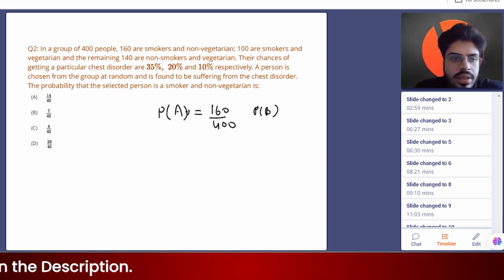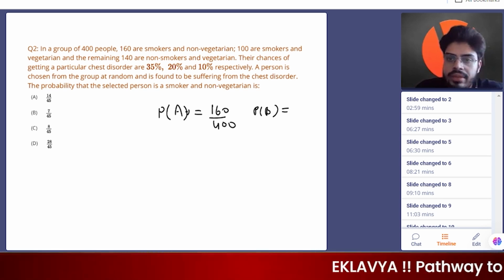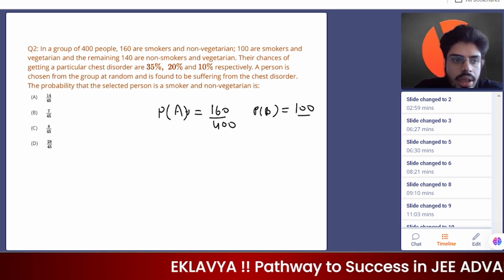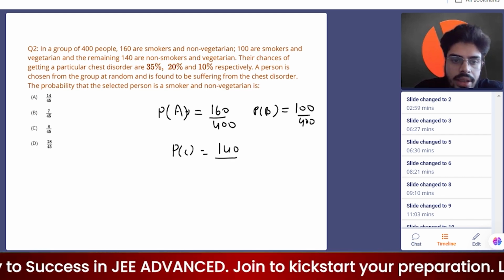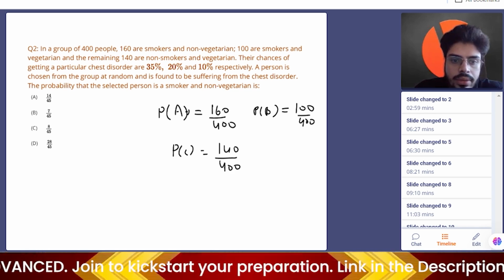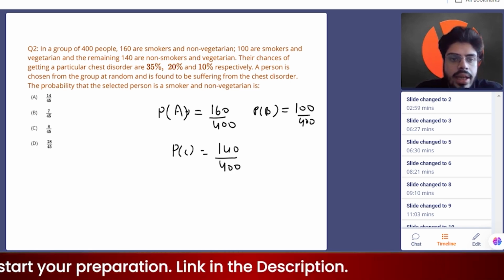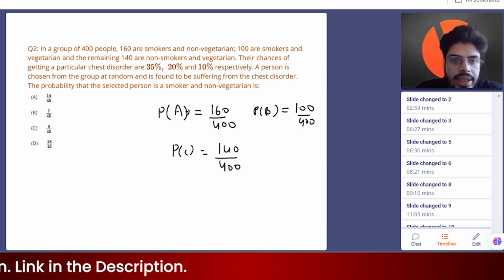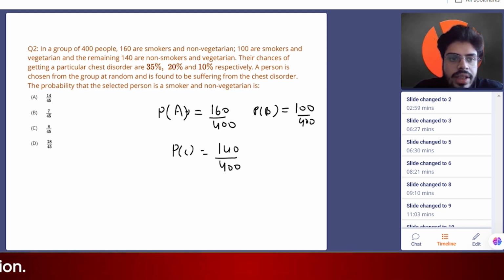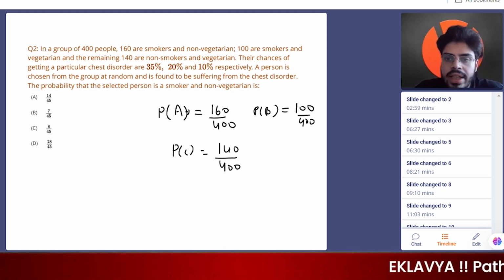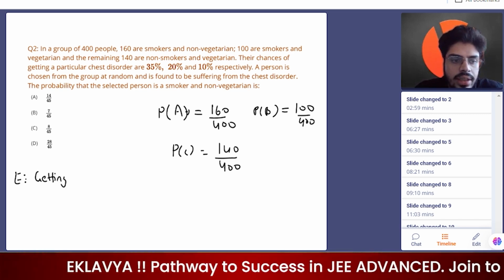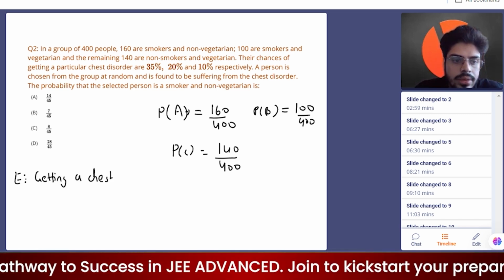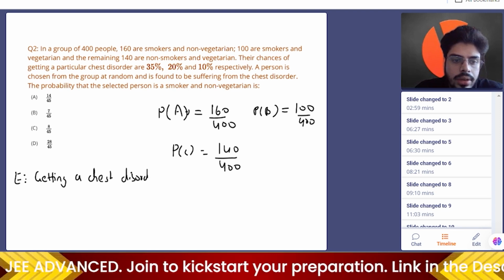PB is smoker and vegetarian. So this will be 100 by 400. And the last one will be PC. That will be 140 by 400. Now the probability that is given is their chances of getting a particular chest disorder. So event E I'm defining as getting a chest disorder.